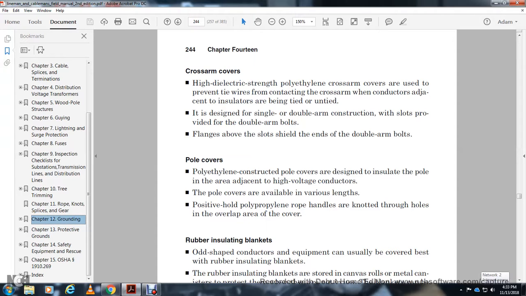Pole covers are polyethylene covers designed to insulate the pole when it is in the air with adjacent high voltage conductors. The pole cover is available in various lengths. Positive hold rope handles are knotted through the holes in the overlap area of the cover.